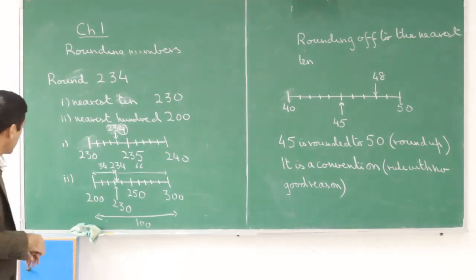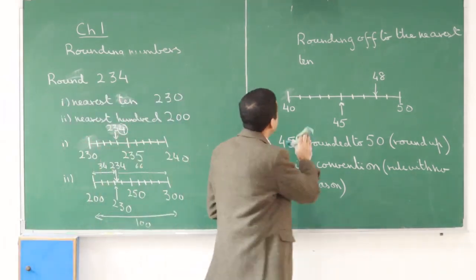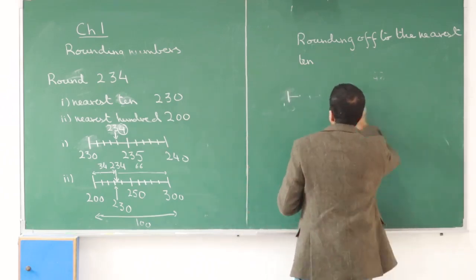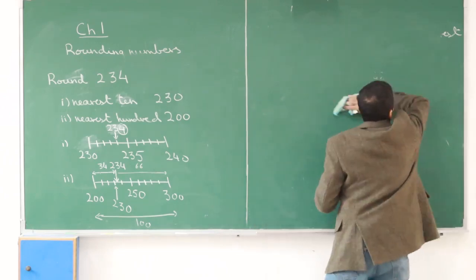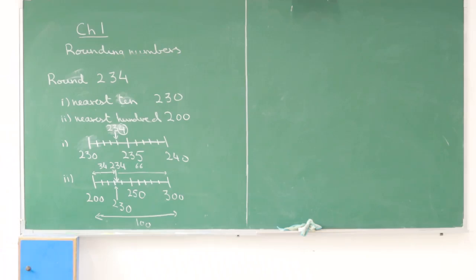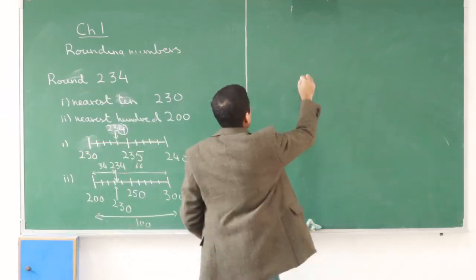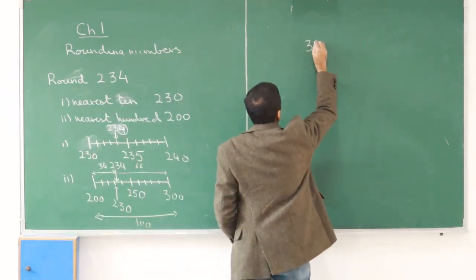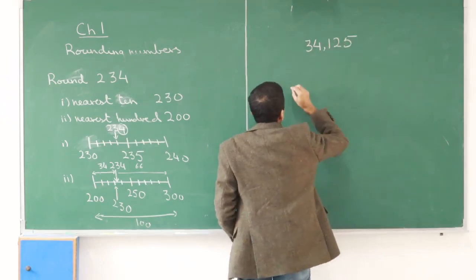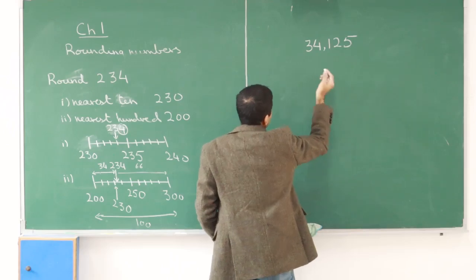Okay, so let's try another problem, this is the last problem. Mr. Ricky sold his car for 34,125. Round off this amount to the nearest 100. So 34,125, and we want to round it to the nearest 100.